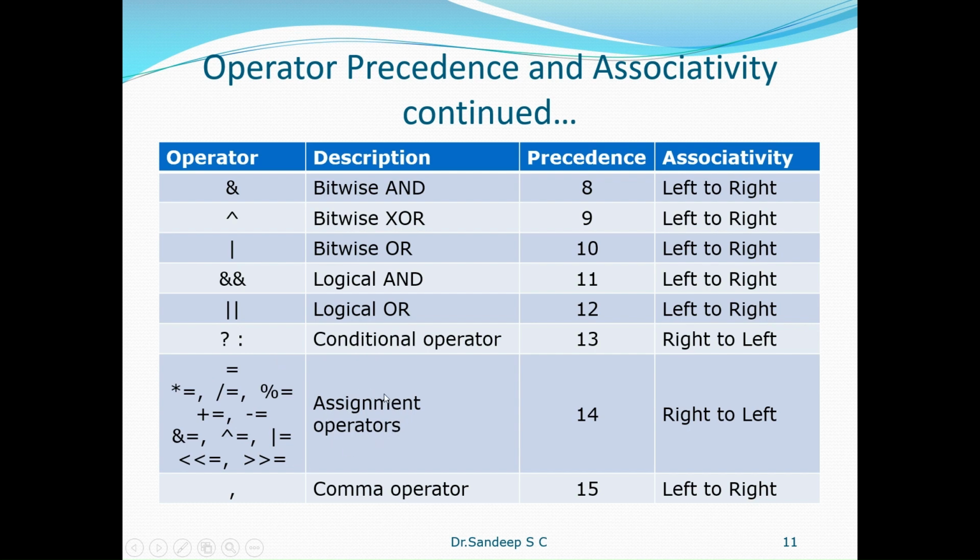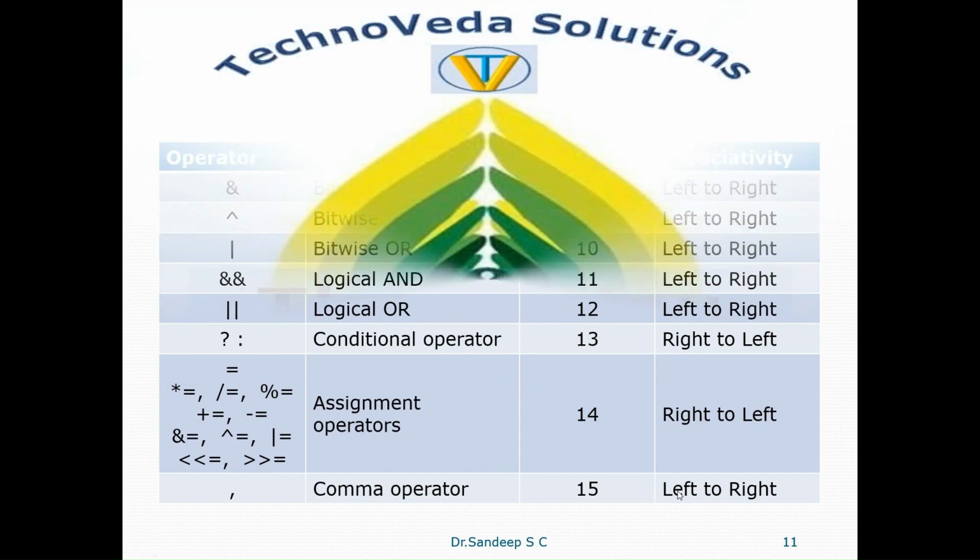Then we have the assignment operators, which have a precedence of 14. These are compound operators, where we use two operations in combination. They are evaluated from right to left. Then finally, we have the comma operator, which is usually used to separate variables, having a precedence of 15 and evaluated left to right.